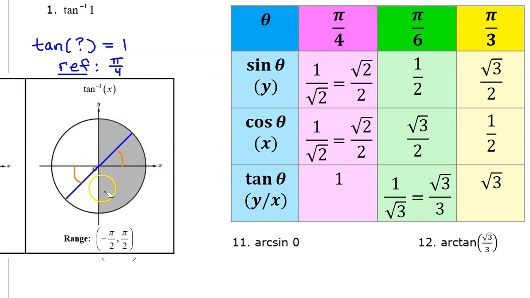The range restrictions of the inverse trig function will always leave us with only one possible value. In this case, arctangent is only allowed to be between negative pi over 2 and positive pi over 2. So that leaves us with only the first quadrant solution. The angle in the first quadrant that has a reference angle of pi over 4 is pi over 4 itself.